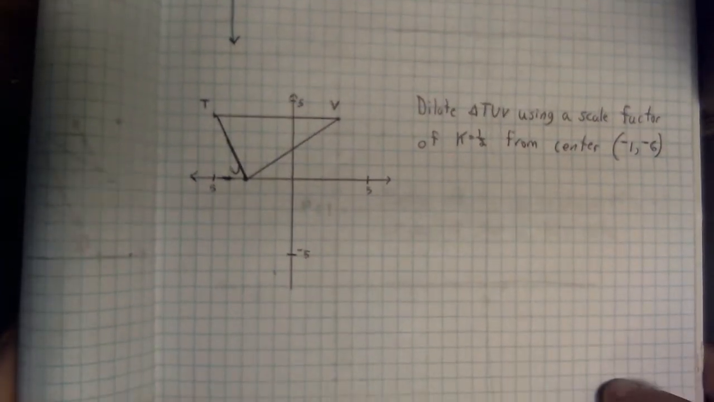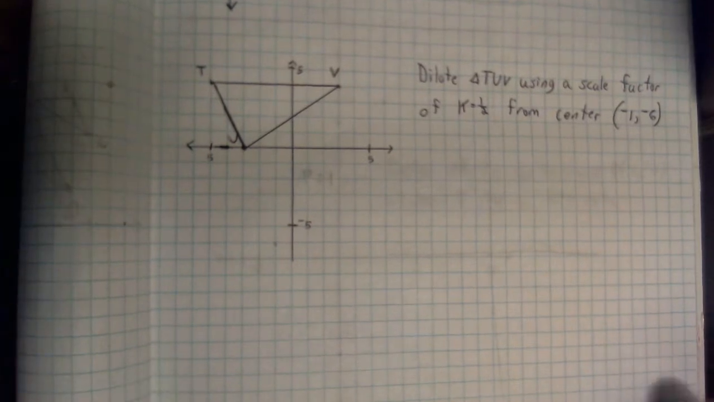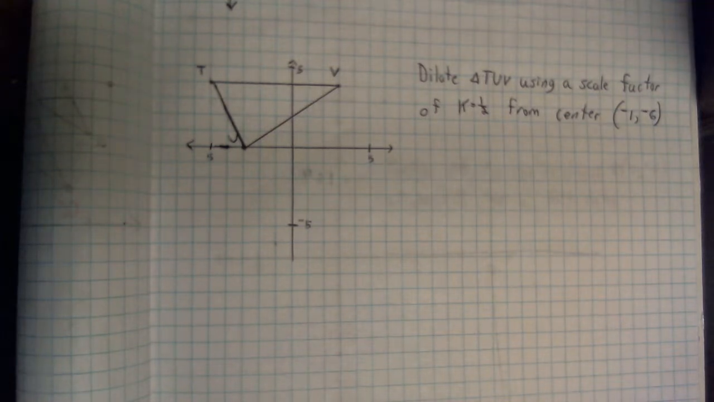Alright, here's one for you to try on your own. Again, take a second to copy this down. Hopefully you have some graph paper to work with. Our scale factor for this problem is 1/2, so again we should be getting smaller. We should be half the distance away from our center, which is at -1, -6. So try that, pause the video, see how you do in a minute.